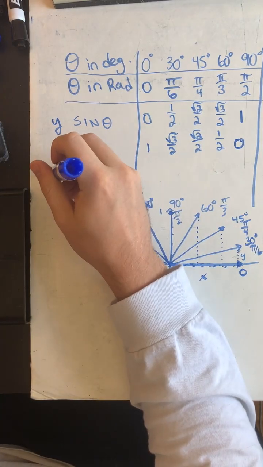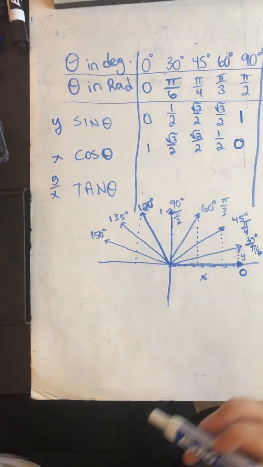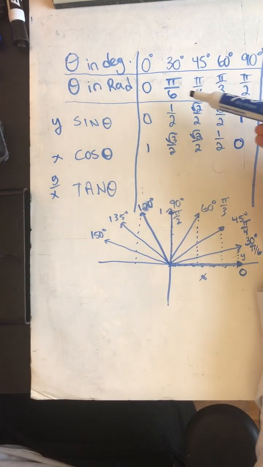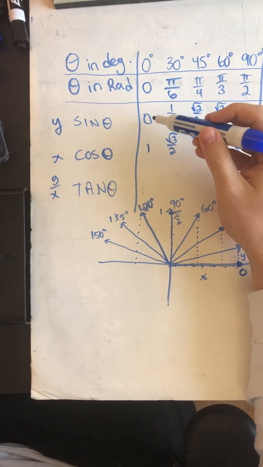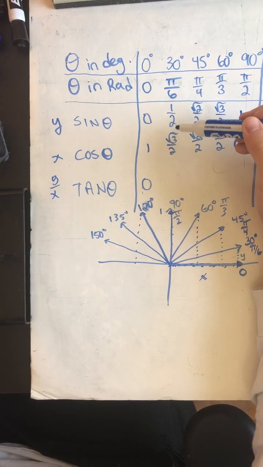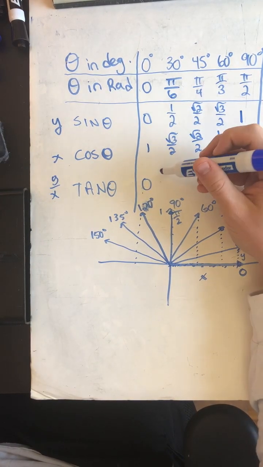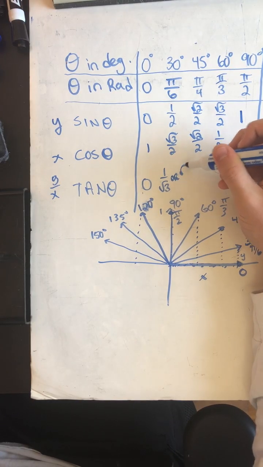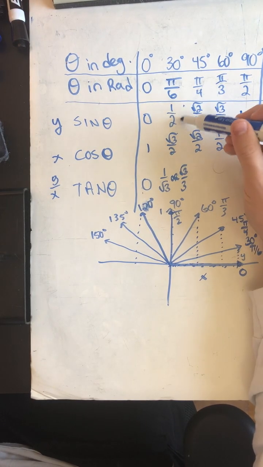Okay, so tan is y over x. So if tan is y over x, or sine over cos as we saw in the last booklet, that means that we're doing sine divided by cosine. So 0 divided by 1 is 0. 1 over 2 divided by root 3 over 2 actually cancels the 2's out. So we end up with 1 over root 3, or it's root 3 over 3 in that spot.